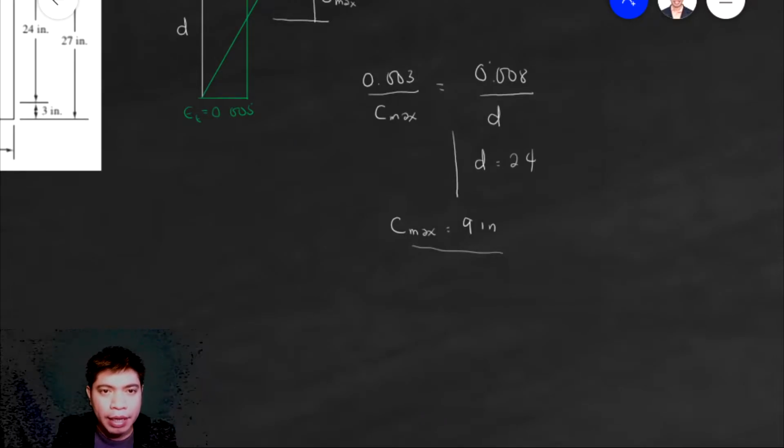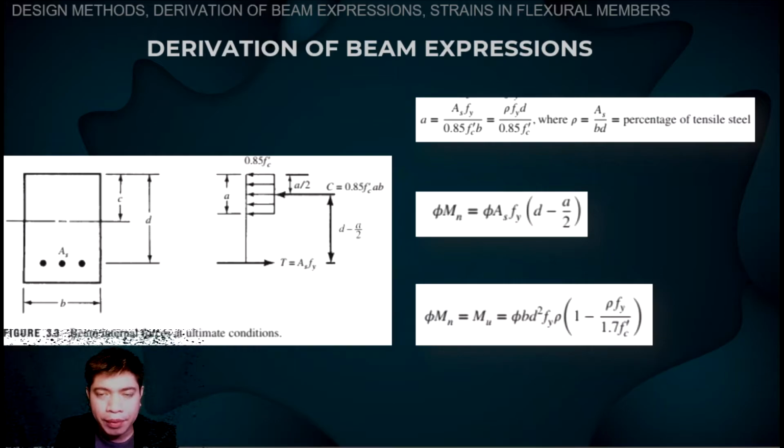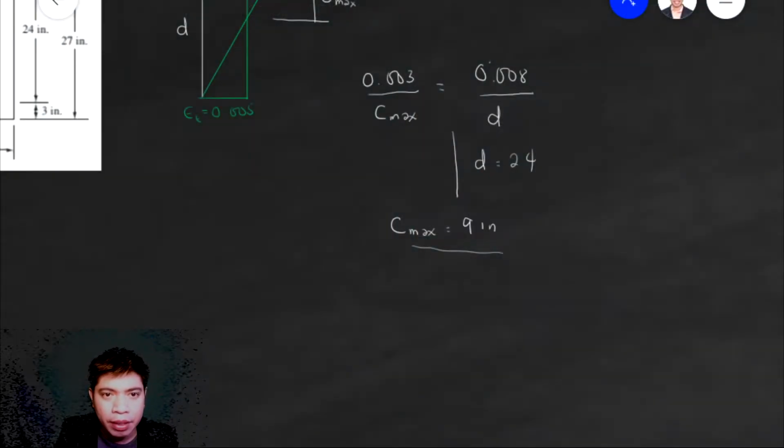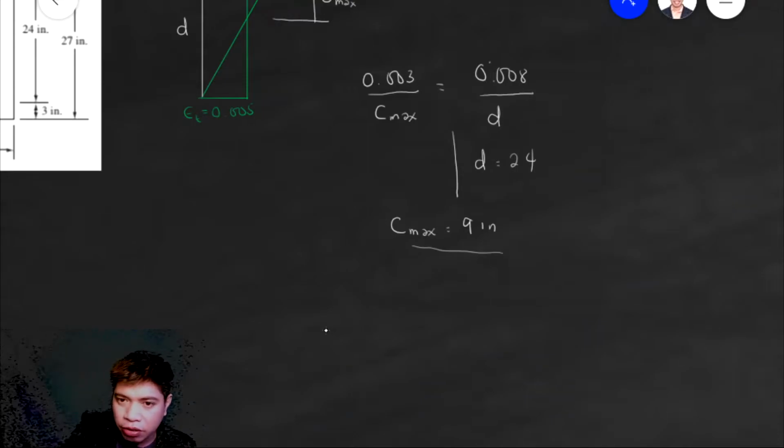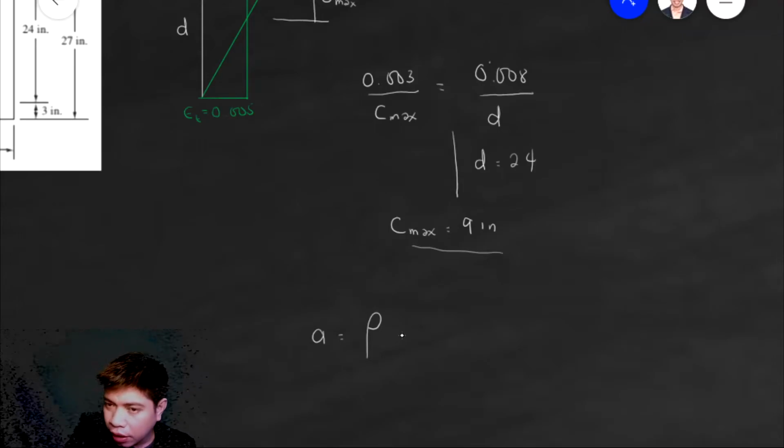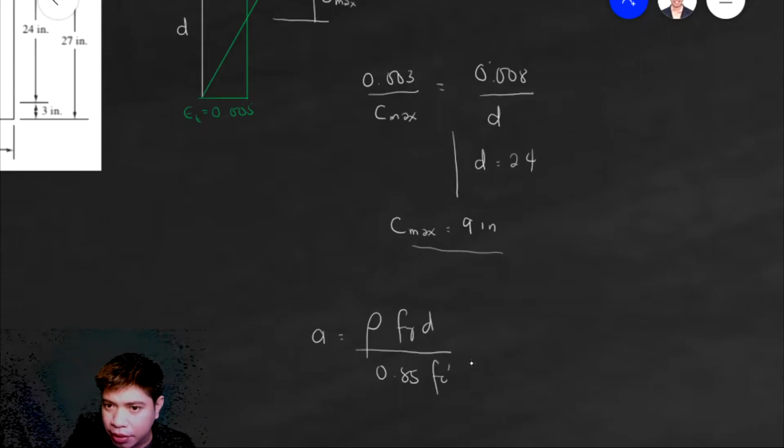Okay, so naalala nyo guys, meron tayong formula na present before sa unang video, no? Sabi natin na yung A is equals to raw f sub y d over 0.85 f sub c prime. Okay? So gagamitin natin siya. So isulat lang natin dito guys: A is equals to raw f sub y d divided by 0.85 f sub c prime.